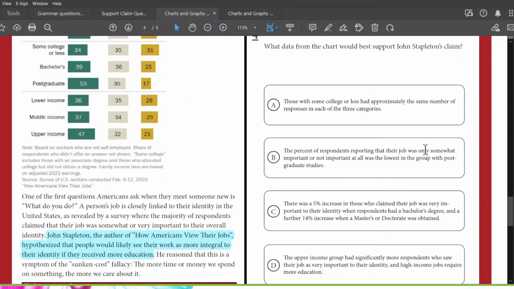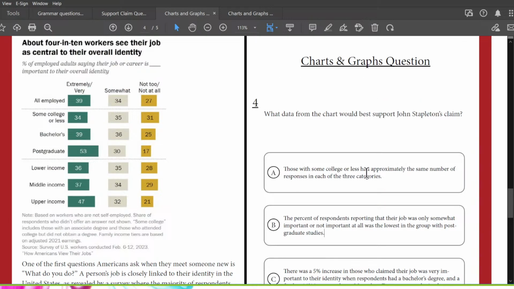The percent of respondents reporting their job was only somewhat important or not important at all was the lowest in the group with postgraduate studies. Okay. That could be a good piece of evidence because if you have postgraduate studies, then you have a lot of education and they're saying it's less likely that you would say it's not important, which does check out. Those two are the lowest.